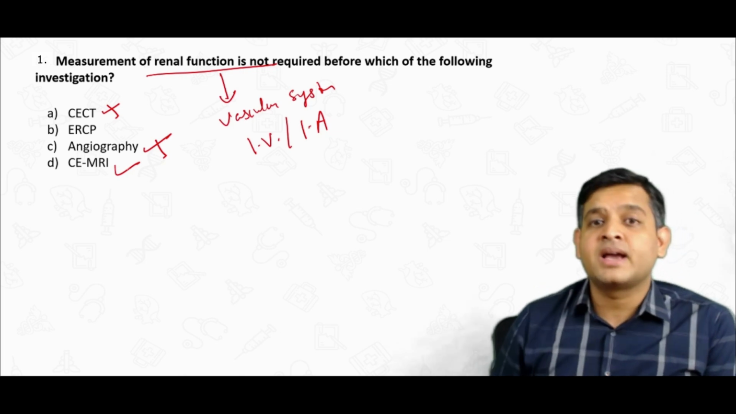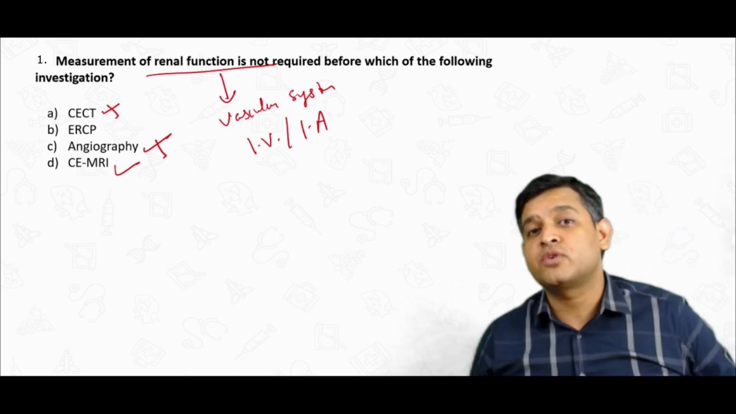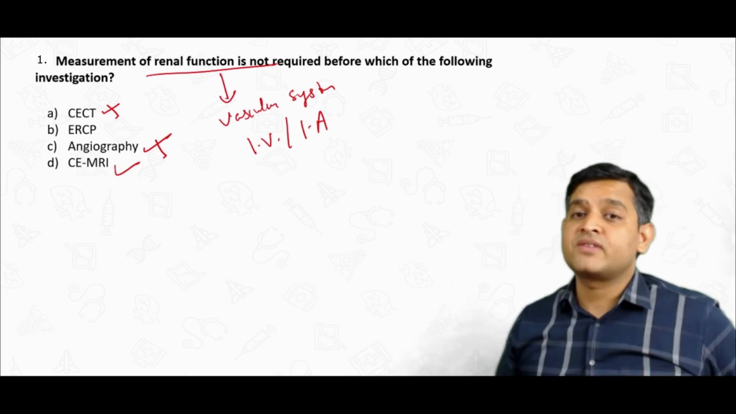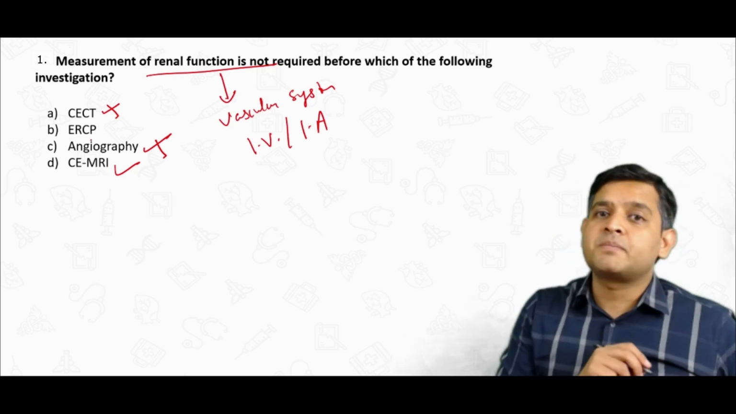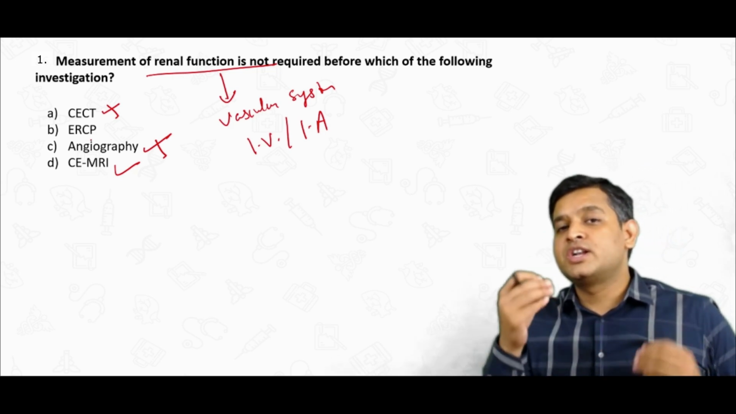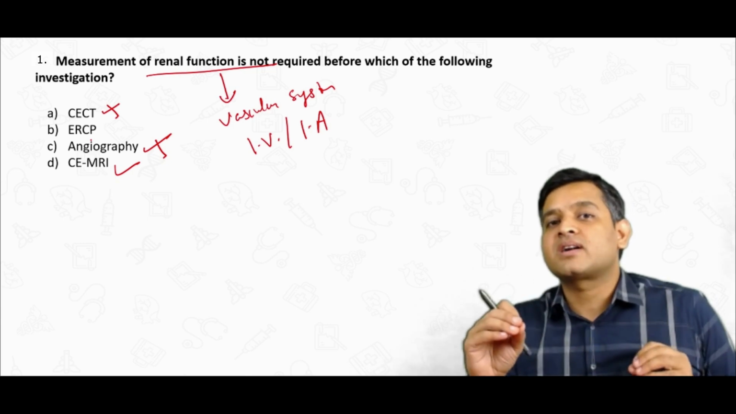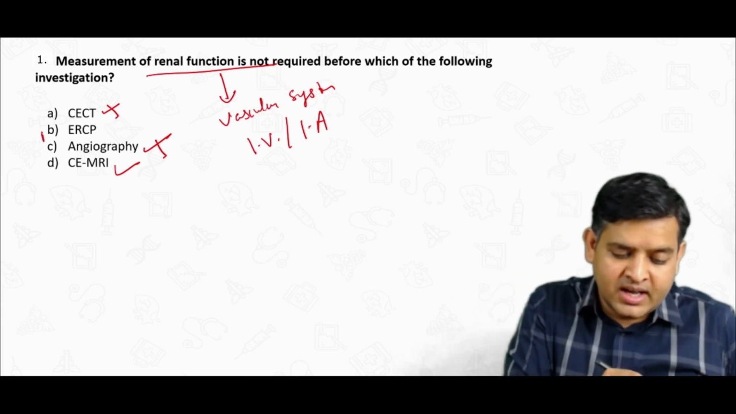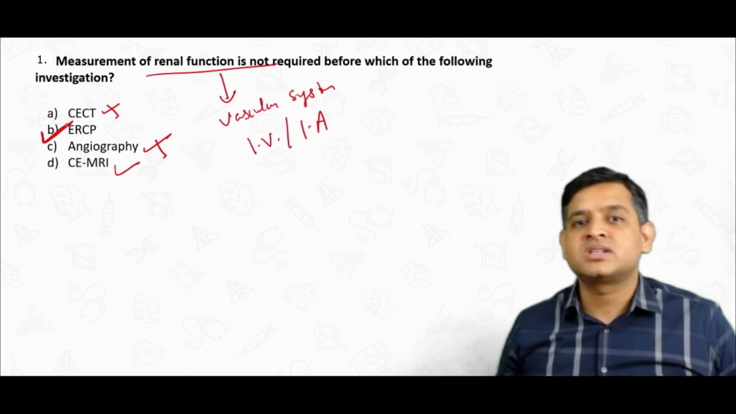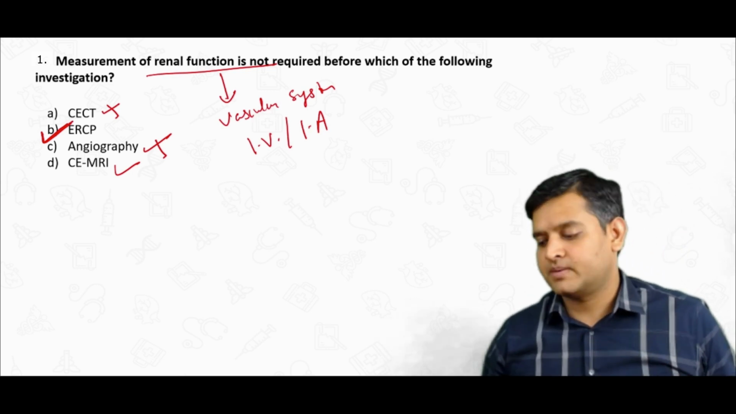In CE-MRI, nowadays we know there is a risk of nephrogenic systemic fibrosis, so the renal function should be measured. In ERCP, the dye is injected into the biliary tract, so there is no risk of renal toxicity, and that is why the answer is ERCP.